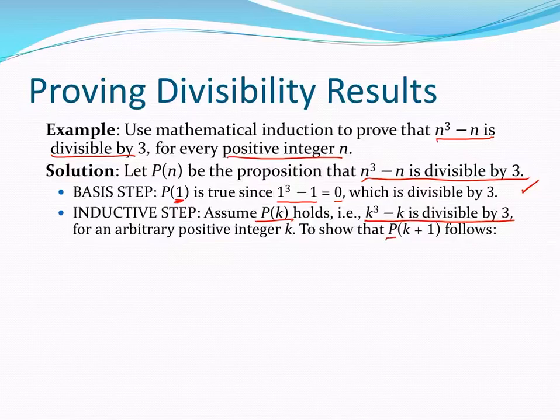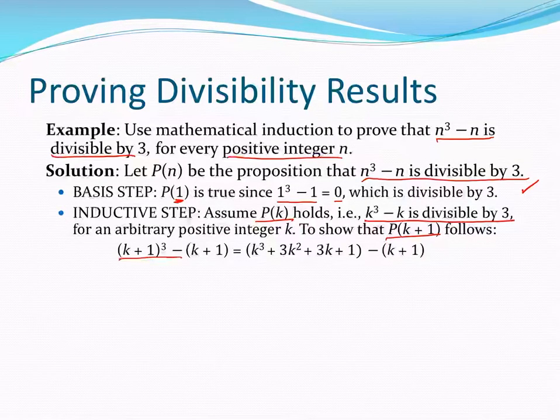Check. All right. Now the inductive step, we assume P(k), that is k cubed minus k is divisible by 3. And then we want to show that P(k+1) follows. I'll make the expression (k+1) cubed minus (k+1), and then we'll go ahead and expand that cubed binomial to get k cubed plus 3k squared plus 3k plus 1 minus k minus 1. The 1's will cancel out. We'll group this k cubed with this negative k, and then we'll factor the 3 out of the other terms. And I get k cubed minus k plus 3 times (k squared plus k).